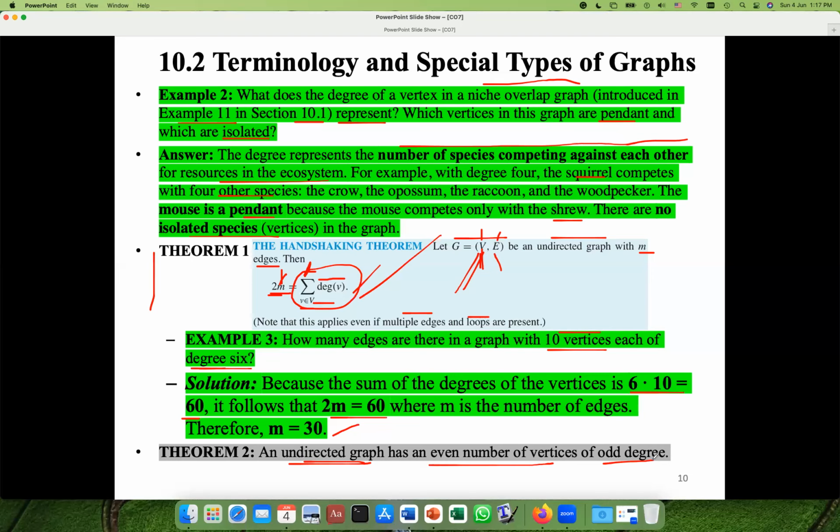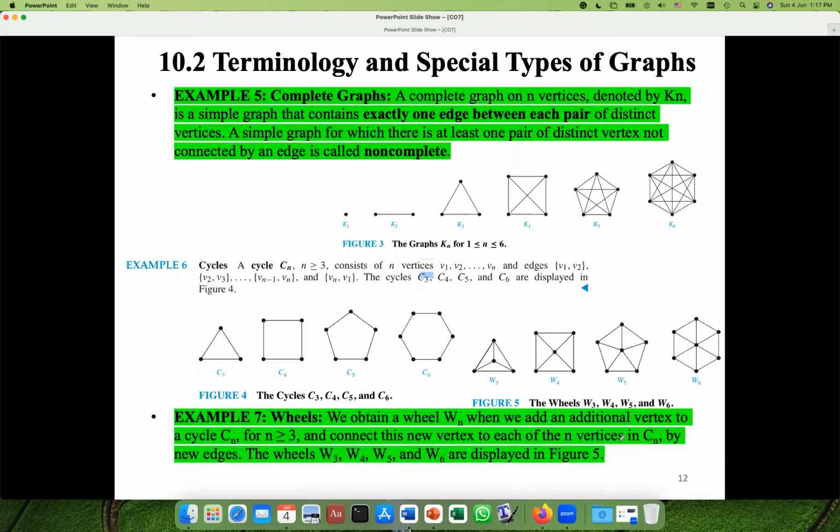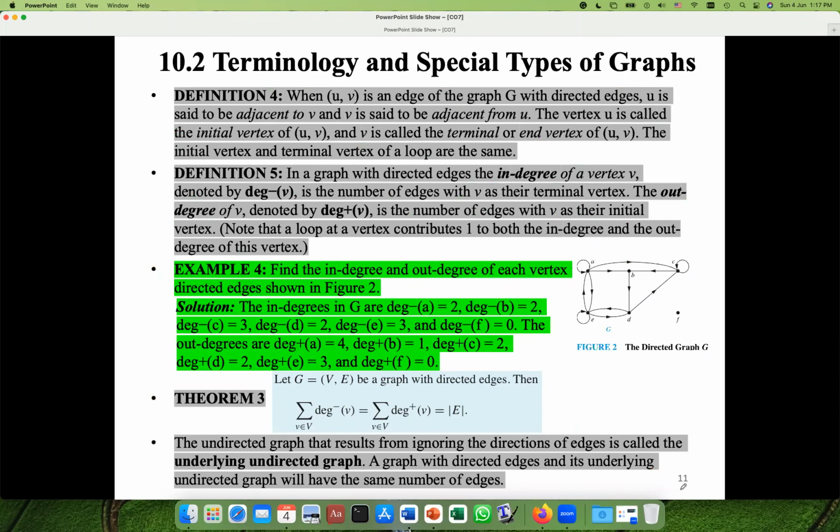This is saying that if you have an undirected graph, that graph will surely have an even number of vertices, but the condition is that the degree would be odd. Okay, just keep this statement because maybe in an upcoming slide we will use it somewhere. I will try to stop here at 12, not here at 11, okay?